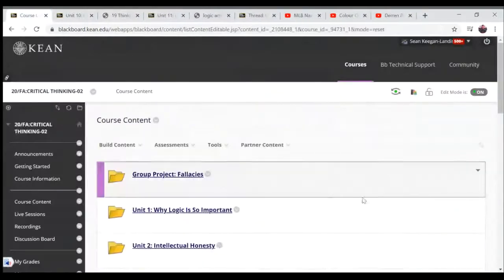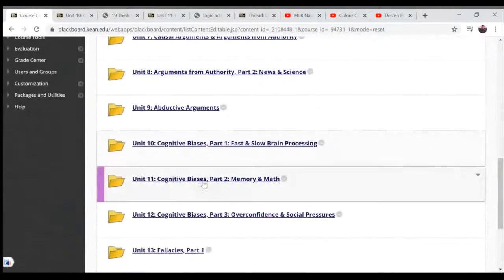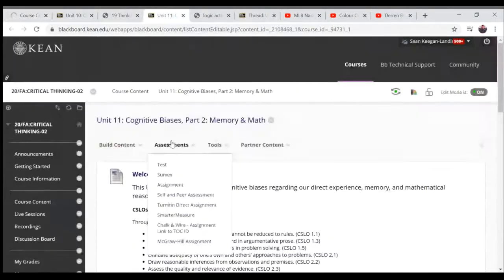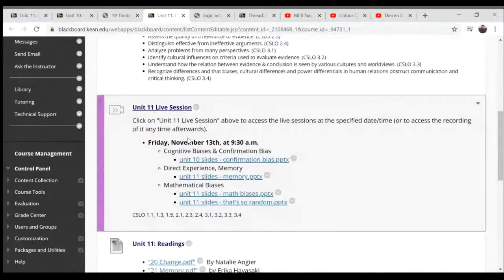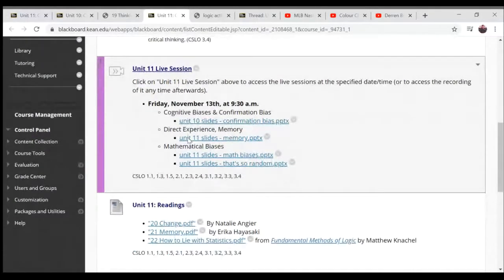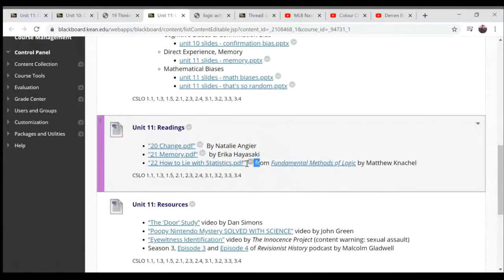To go back to course content, now let's go into this week's folder, Unit 11. This is where you'll find the graded stuff for class this week. Scroll down. All the slides we've got cooking for class this week are right here. The readings for class, 3 short ones, nothing particularly long.